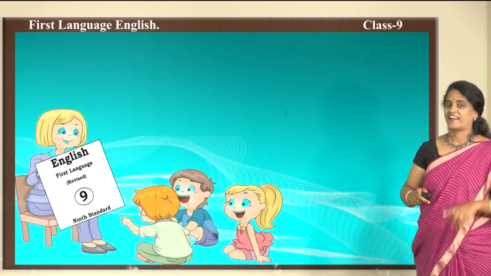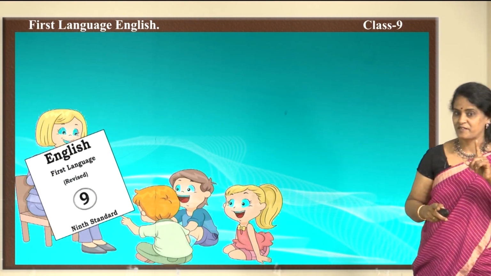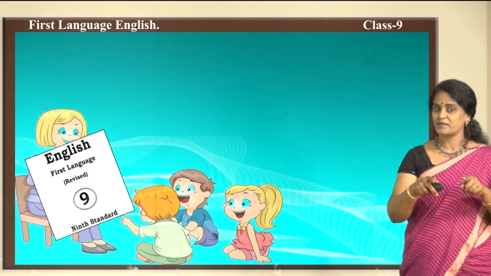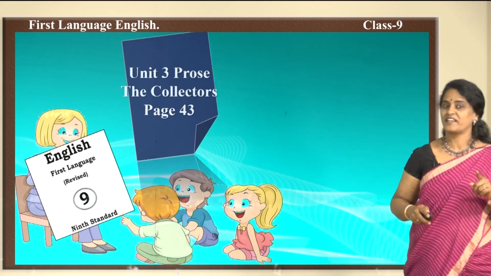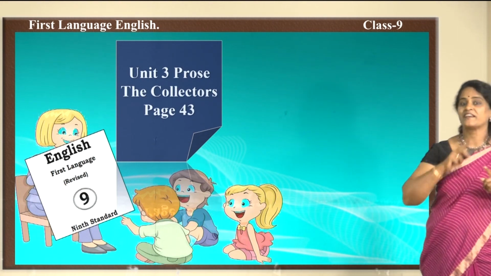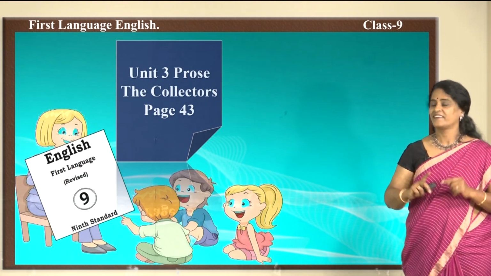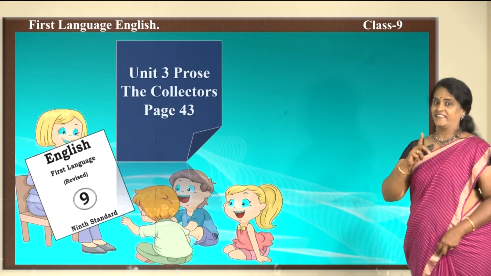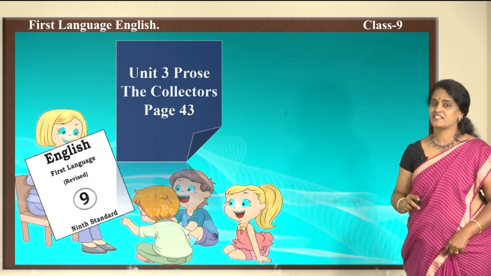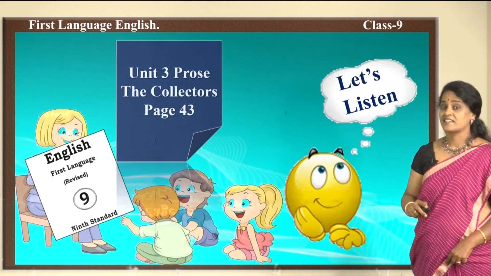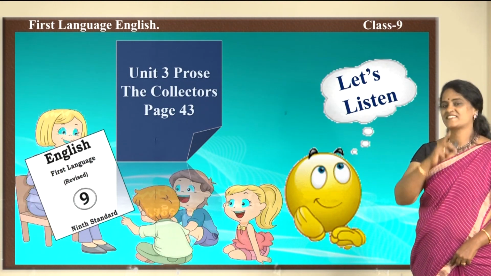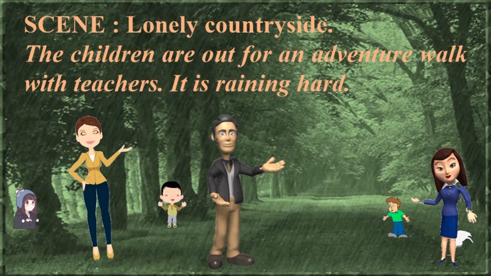Listen to this. I told you earlier this is first language English and this is how the textbook is, is it not? See the front cover and you have opened Unit 3, the prose space. And what is the prose space there? The Collectors on page 43. Shall we listen? Start.